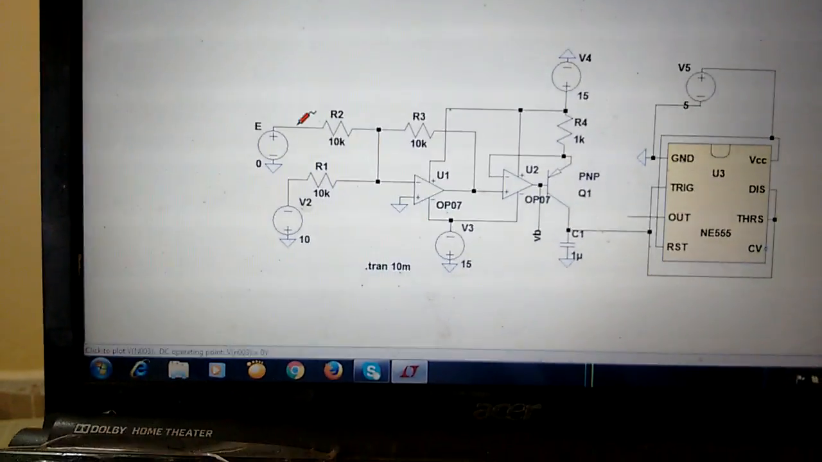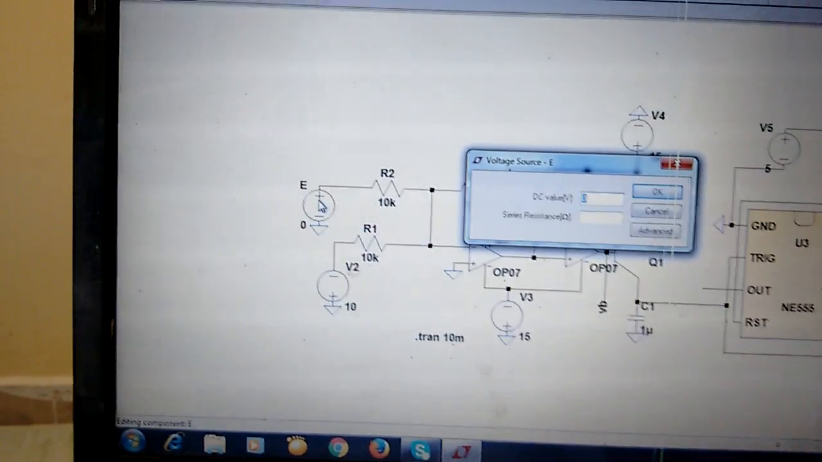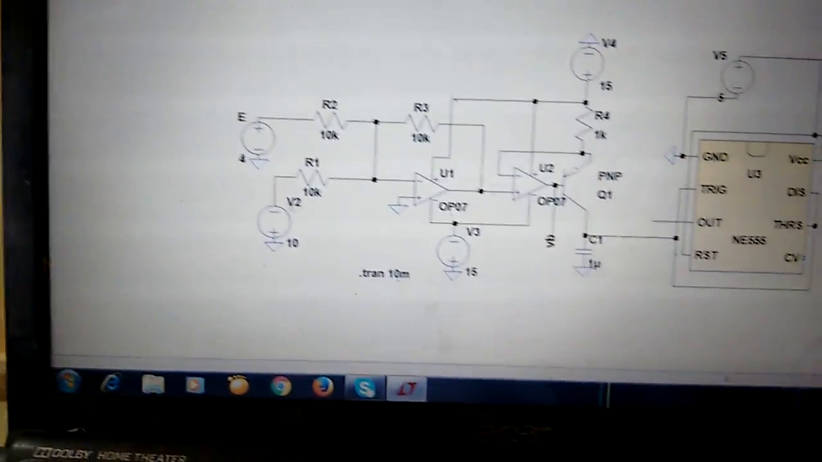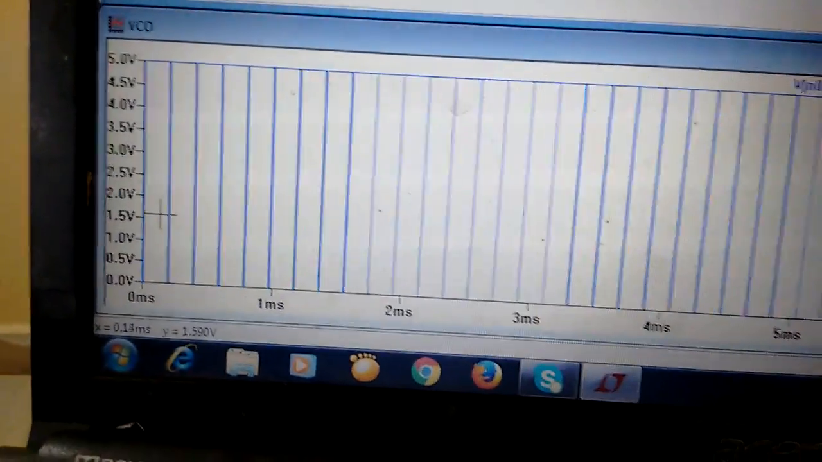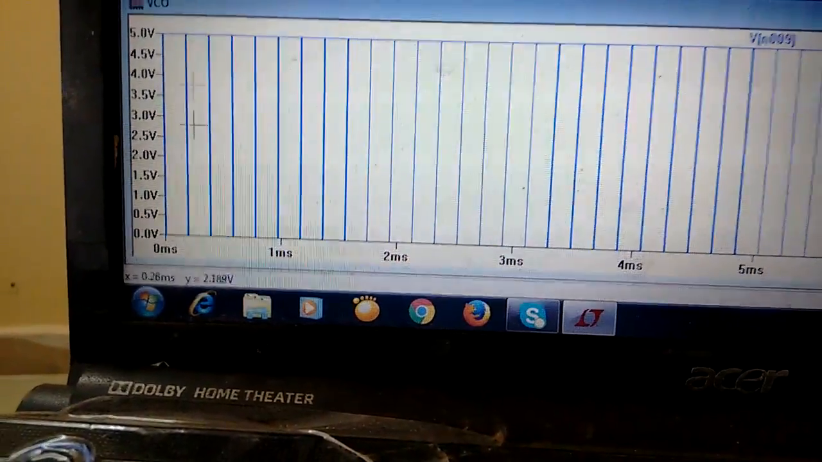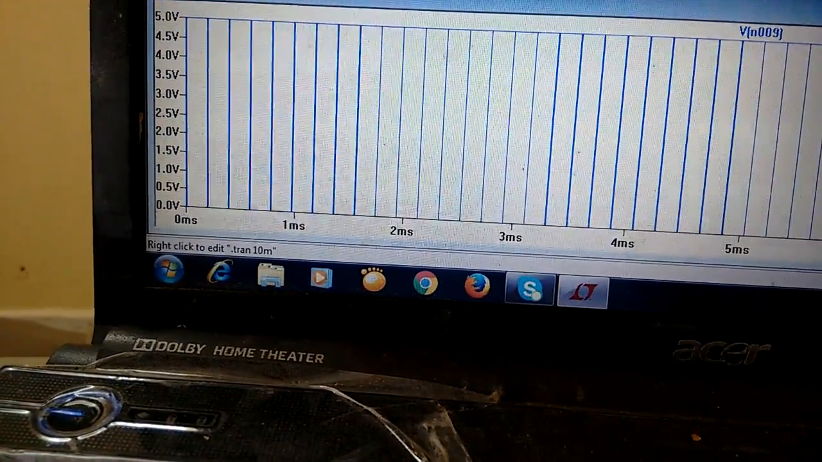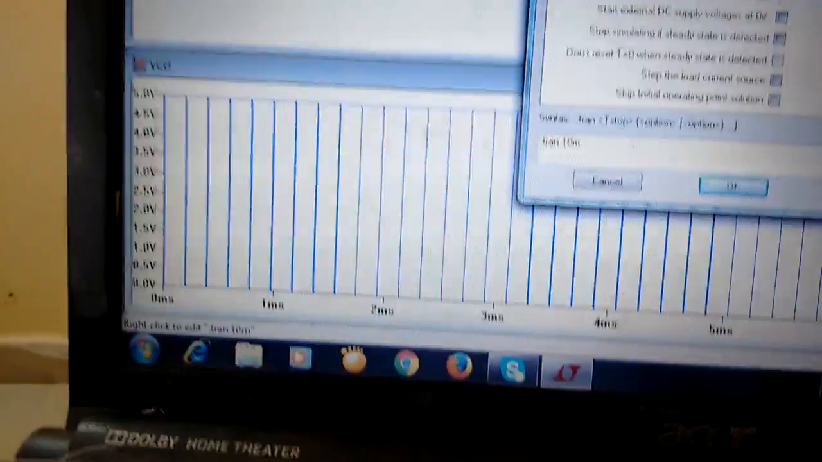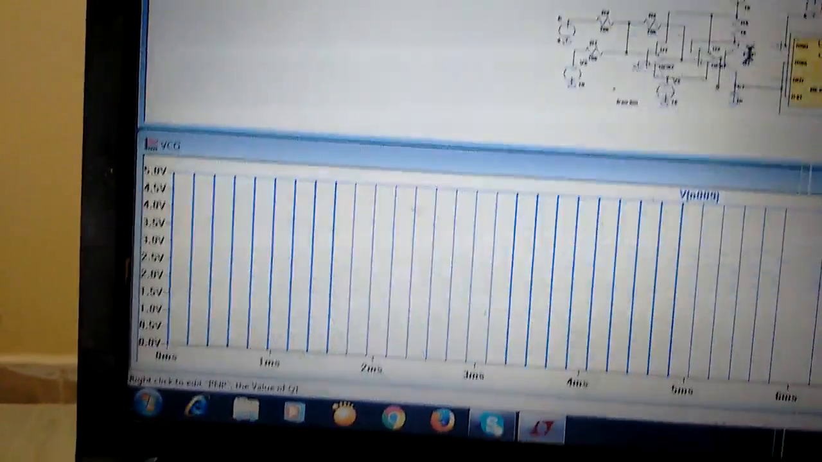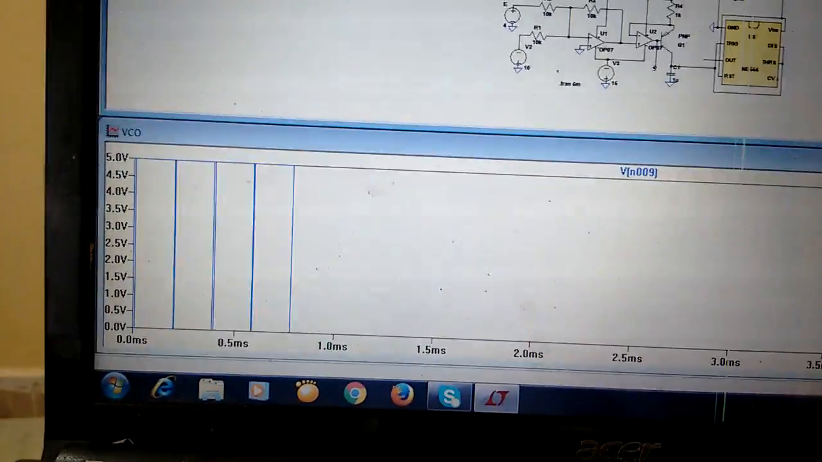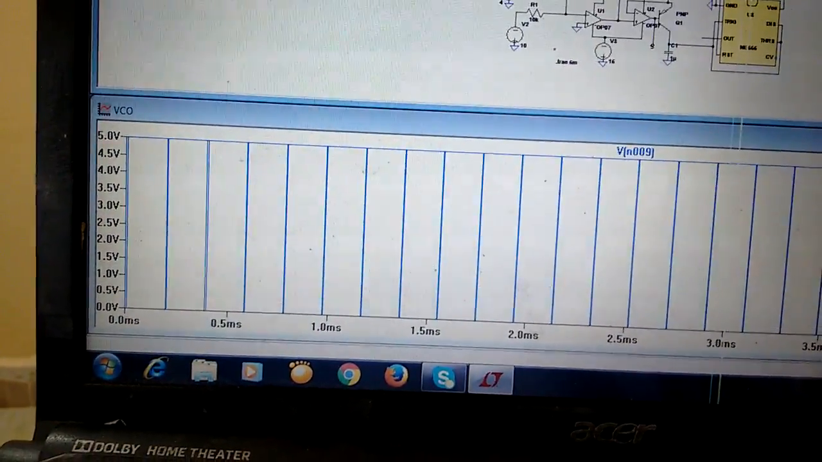If you change this E, suppose I have changed it to 4 volts, right? Has the frequency increased or decreased? See, the time period or the pulse width is decreased, right? If this is not clearly visible, I will go for 5 millisecond simulation length. See, so this is at 4 volts.